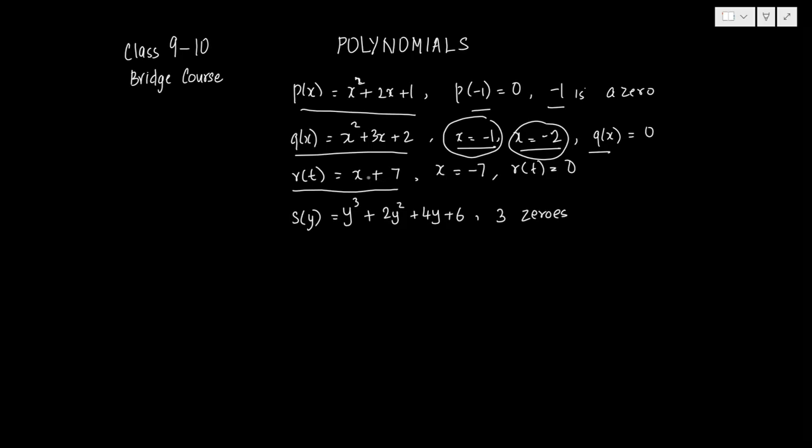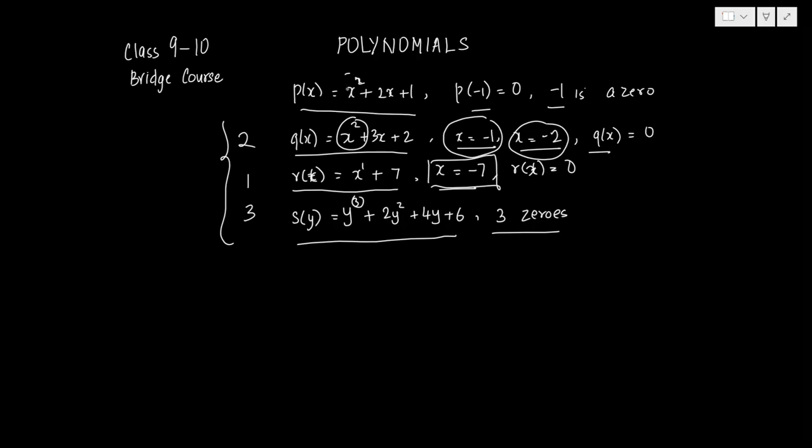Let us take this polynomial, x plus 7. If you substitute x is equal to minus 7, then r of x is 0. So in this case, it has only one 0. And here, if you take this polynomial, it will have three zeros. The number of zeros depends upon the degree. For degree 2, you will have two zeros. Degree 1, you will have 1 zero. Degree 3, you will have three zeros. So the number of zeros of a polynomial will depend on the degree of the polynomial.